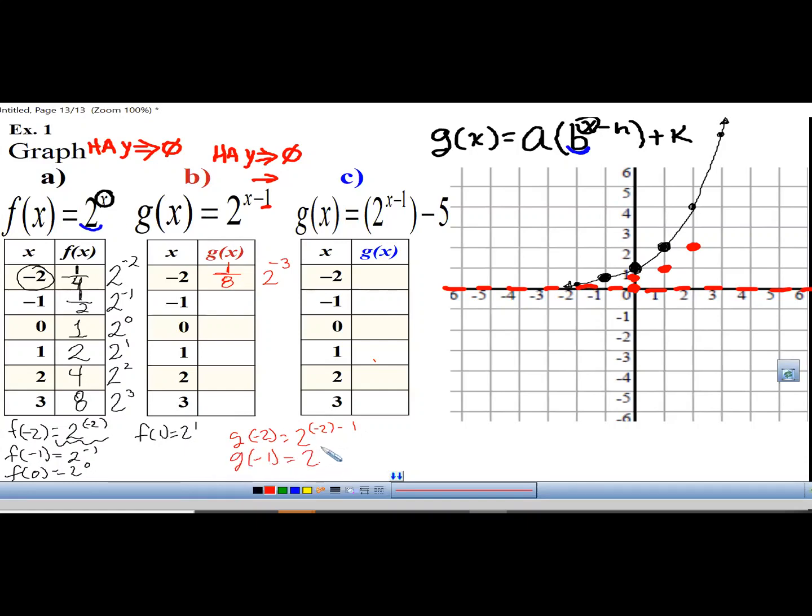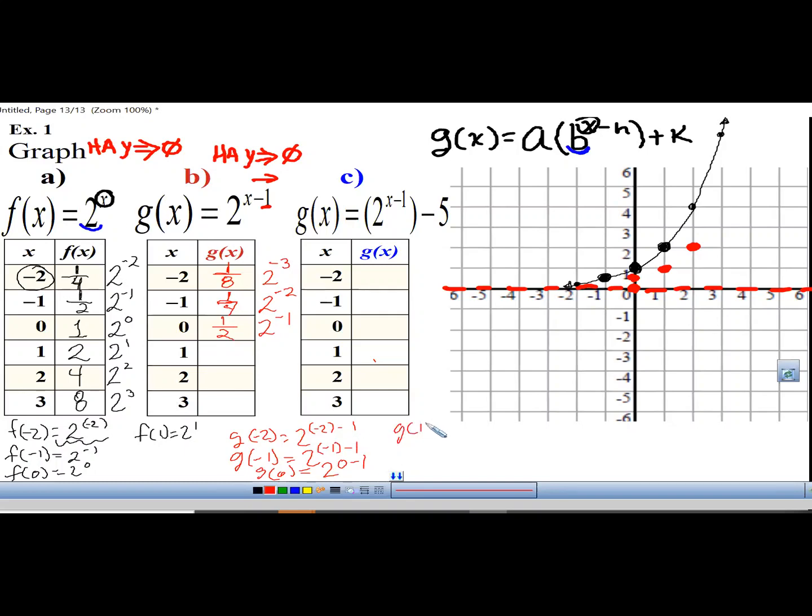Okay. Next, g of -1. So that's 2 to the -1 minus 1. So what is -1 minus 1? So that's 2 to the -2. And what is 2 to the -2? Addie? 1/4. Yes. Okay. Next, g of 0 equals 2 to the 0 minus 1, which is 2 to the -1. 2 to the -1. Oh, we already have it over here. Yes, 1/2.